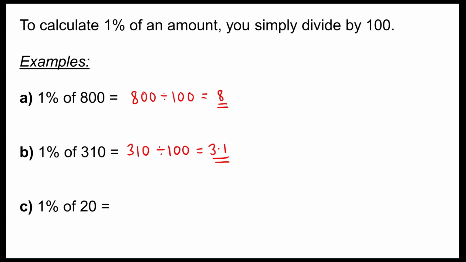And lastly, 1% of 20. I would take 20, divide it by 100, and again, thinking about where your decimal point is going to end up, it's going to jump twice and be before the 2. So that's going to give me 0.20 or simply 0.2 as my answer. Just be really careful to think about where your decimal point is going to end up when you divide by 100.